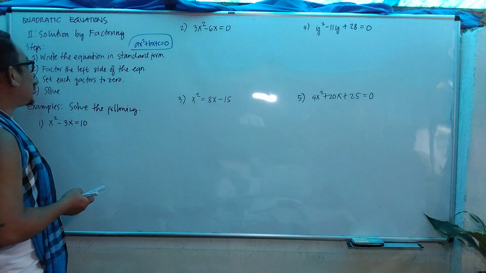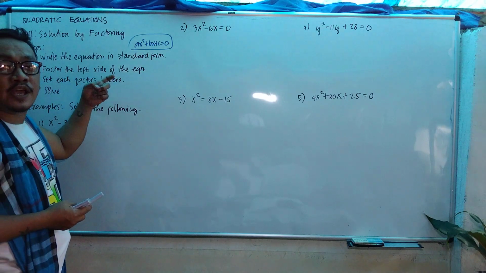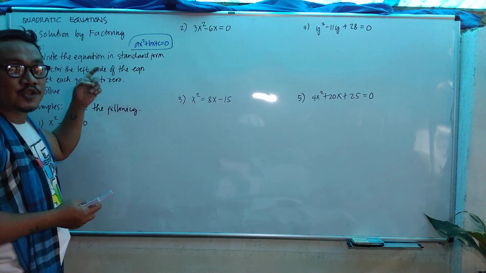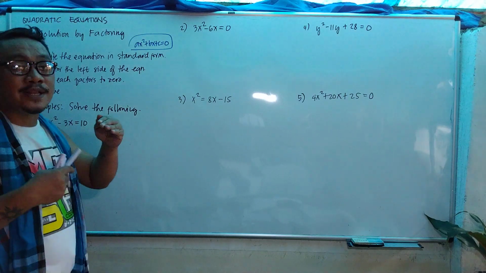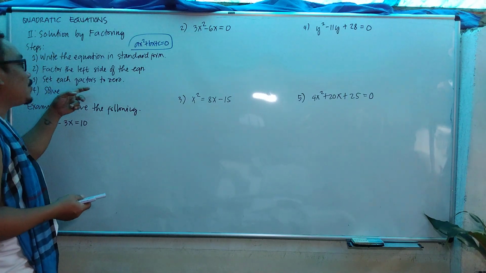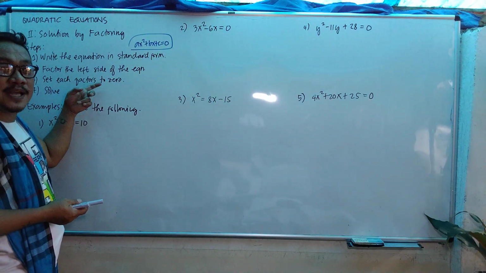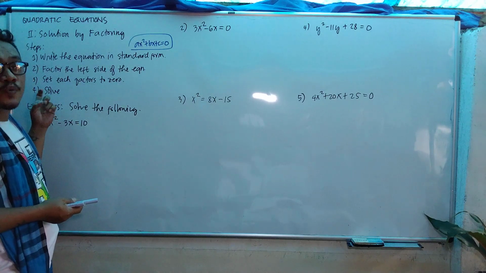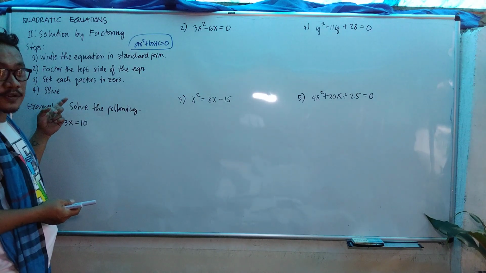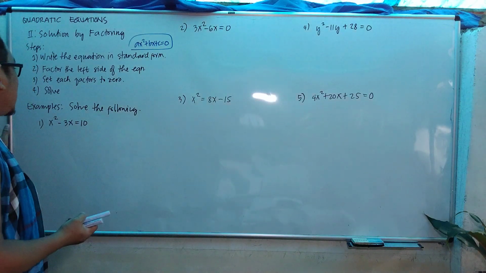Number 2, of course, we need to factor the left side of the equation. Step 3, once we have the factors, set each factor to 0. Then, number 4, we need to solve those factors. Let's try this example.